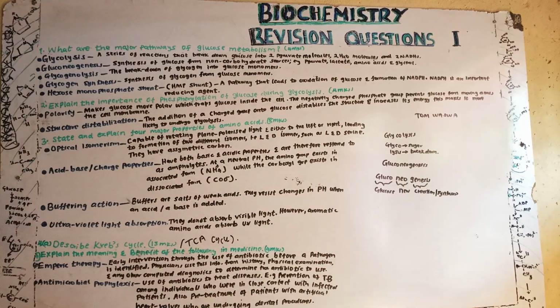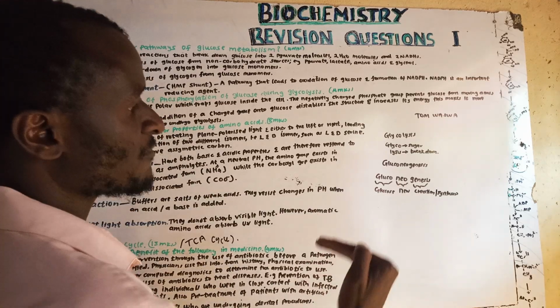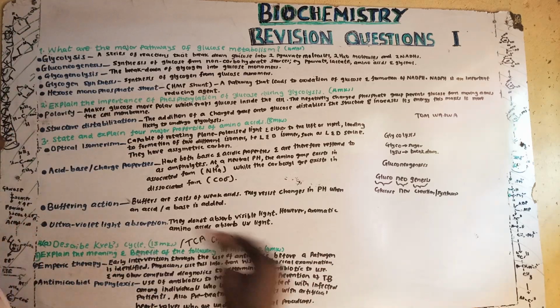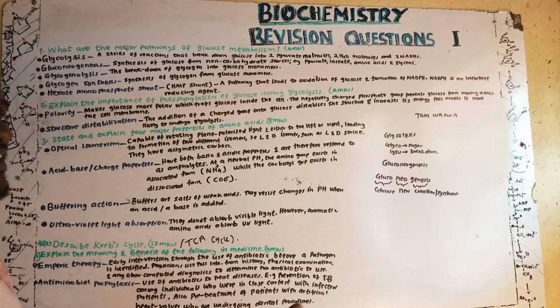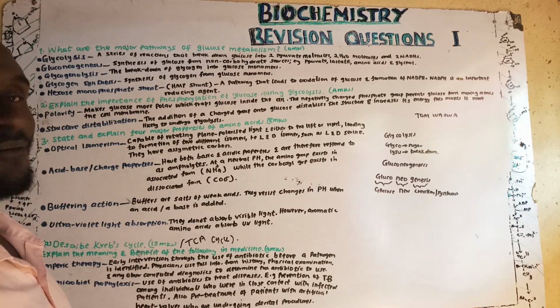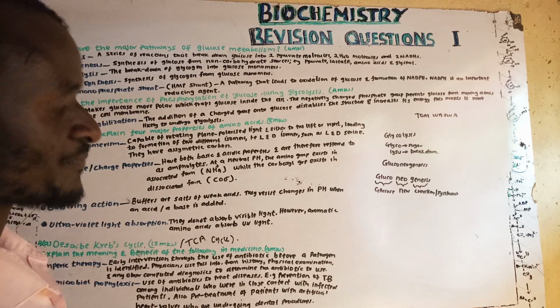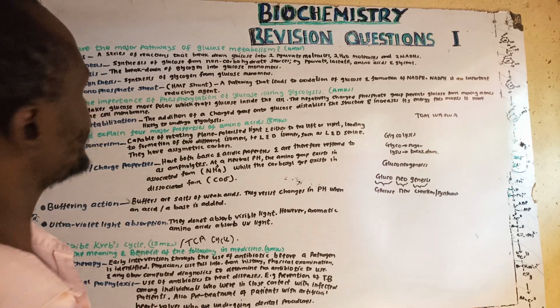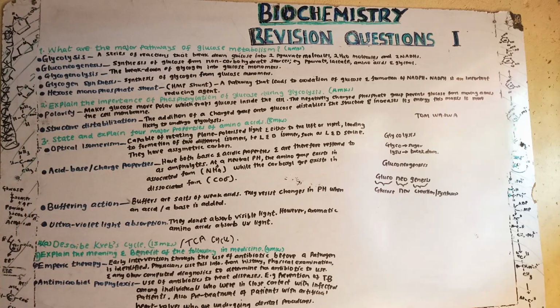So gluconeogenesis refers to the creation of glucose from new sources other than carbohydrates. Others say it is the creation of glucose from non-carbohydrate sources. So you need to ask yourself, what are these non-carbohydrate sources? The non-carbohydrate sources include pyruvate, lactate, amino acids, and glycerol.